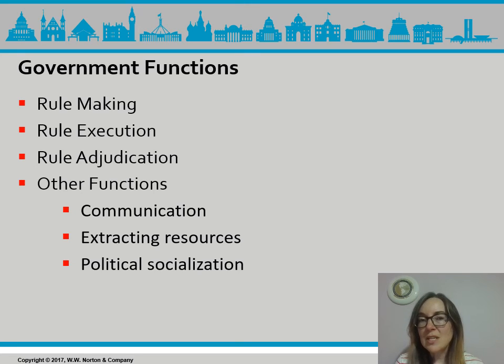Other functions that states tend to do is communication, either from the state to the citizens or from the citizens back to the state, extracting resources, and political socialization, kind of educating everybody in the values of the state. And these things can look really different from place to place. And that's where comparative analysis comes in.